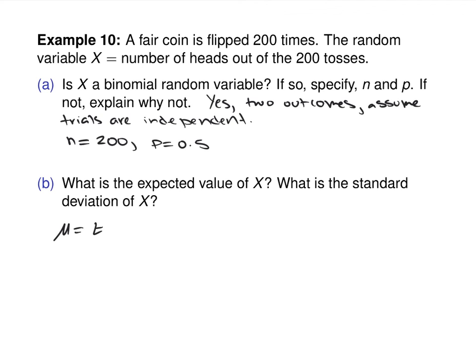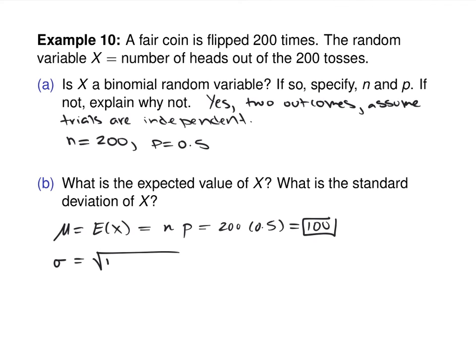Okay, mu, E of x. Well, this is np, or 200 times 0.5, which is 100. And that should make sense. If you flip a coin 200 times, you'd expect 100 of them to be heads. And that's not going to happen every single time, but that would be kind of like your long-run average per 200 trials.